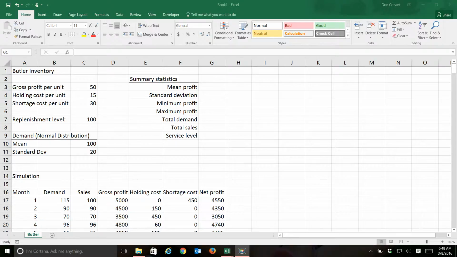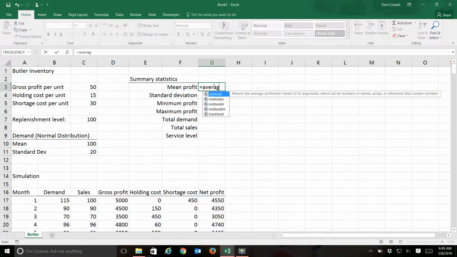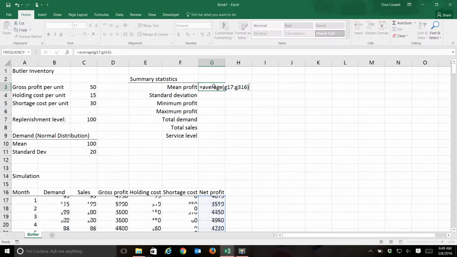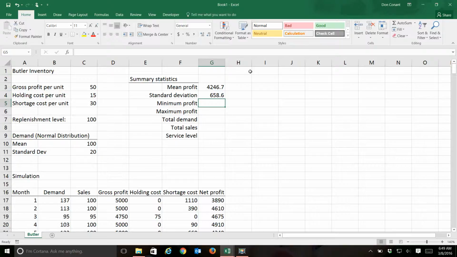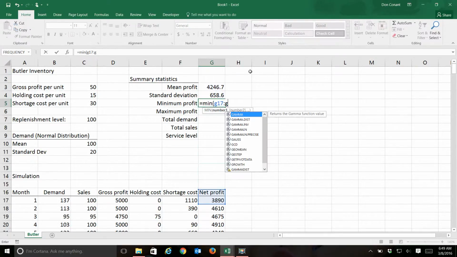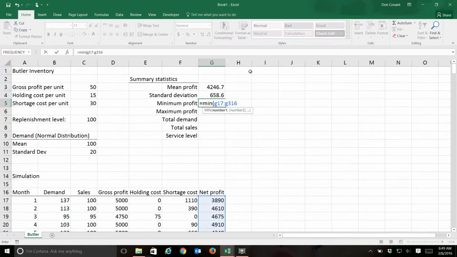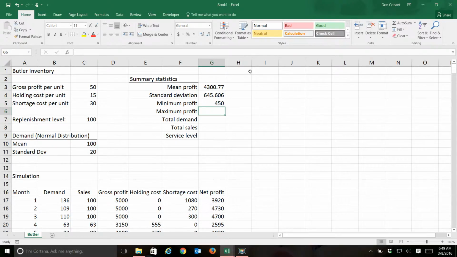So I'm going to calculate the average profit with a mean profit value. And we'll make that average. And we know that our range of profit begins at G17 and goes to G316. Standard deviation, we'll use the standard deviation of the sample, and that starts at G17 and goes to G316. Our minimum profit, we'll take the min of G17 to G316. Maximum profit, we use max, G17 to G316.